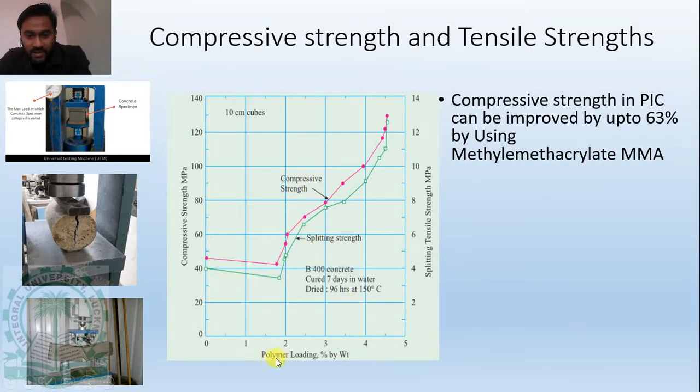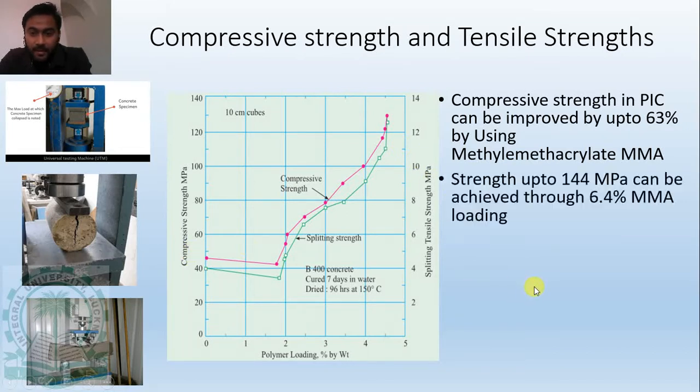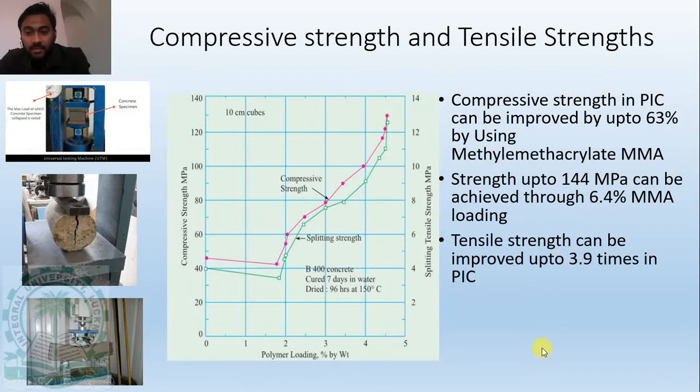So what we see, as we add the polymer, it's increasing. The more polymer you add, the better tensile strength you get, or the better compressive strength you get. Strength up to 144 MPa can be achieved when we use 6.4% MMA. Here you can see up to 4.5%, but if you use 6.4% MMA, it can be improved.